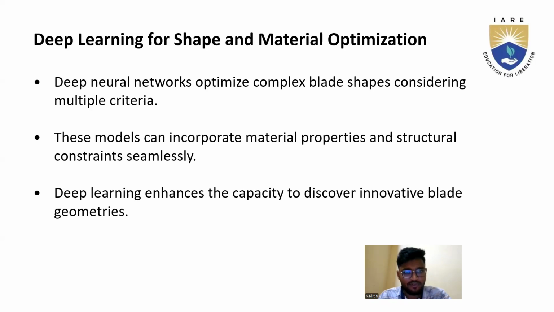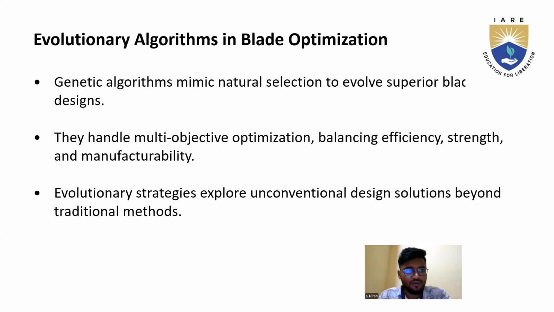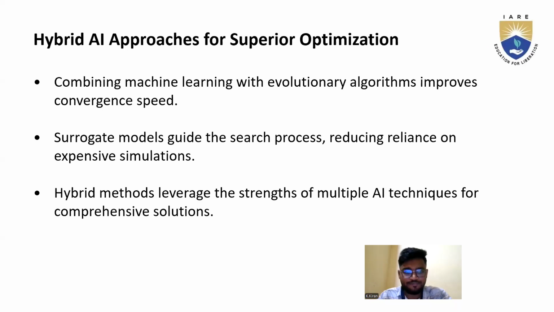Here we can see deep learning for shape and material optimization. For the shape, they consider multiple criteria, and they incorporate material properties for better material selection. Then, evolutionary algorithms in blade optimization. They produce superior blades, and through that we can balance aerodynamic performance, strength and manufacturability.